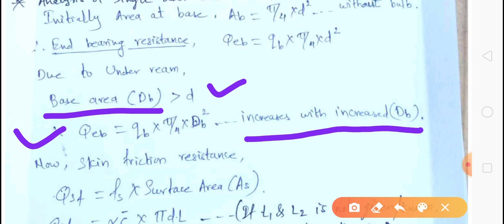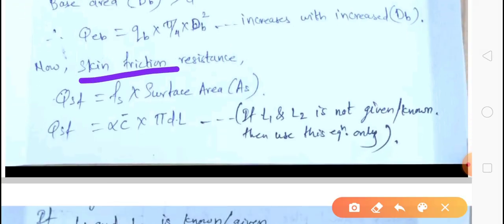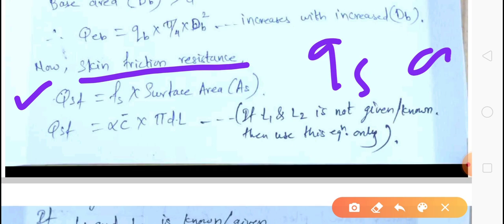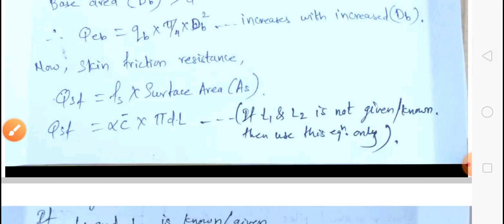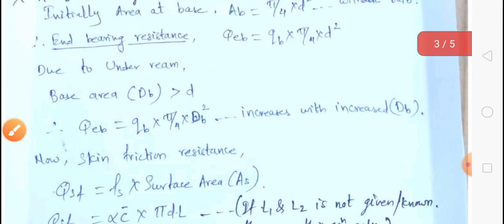Now in case of skin friction resistance, we have denoted QSF equal to Fs or Qs. Sometimes Fs or Qs, so both notations are allowed. Qs multiplied by surface area As, which is again QSF equal to alpha C bar into pi d l. Here I used the complete length in the diagram.